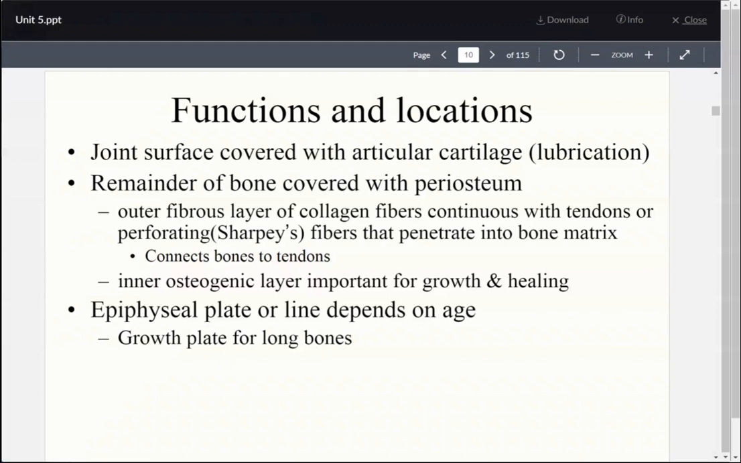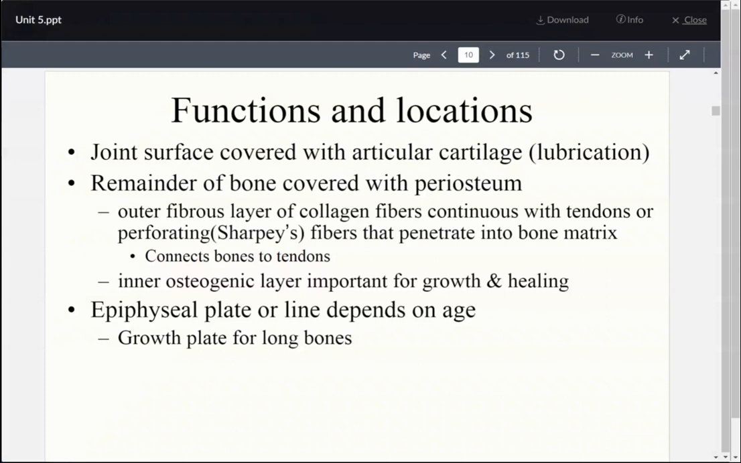This periosteum is going to run continuous with tendons, or it will have perforating Sharpey's fibers that penetrate into the bone matrix. We'll talk about those in a second. It is the periosteum that is going to connect the bone to the tendon. The inner layer of this is going to have an osteogenic layer, and that's going to become important for growth and healing. Now, the epiphyseal plate or line is the growth plate.